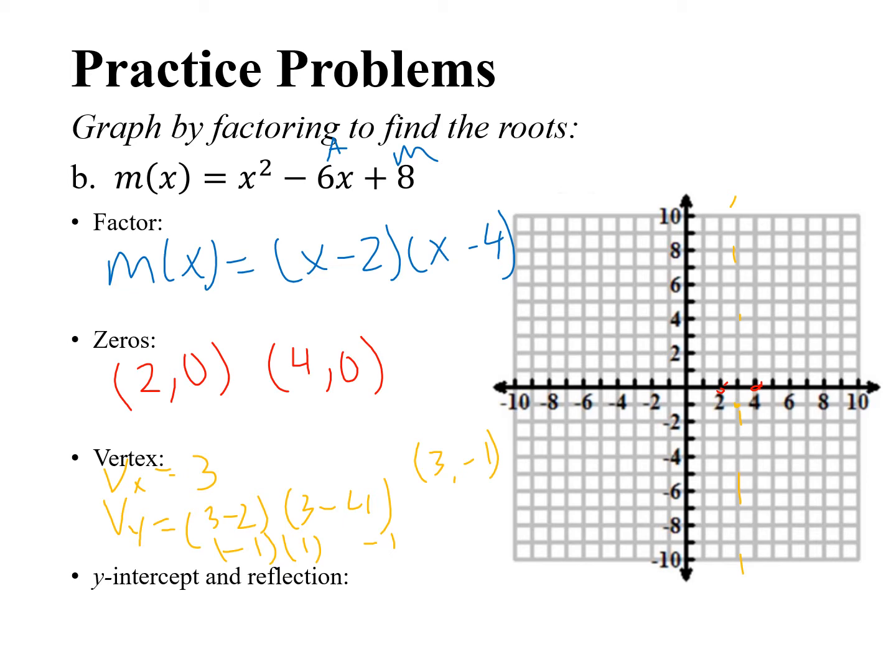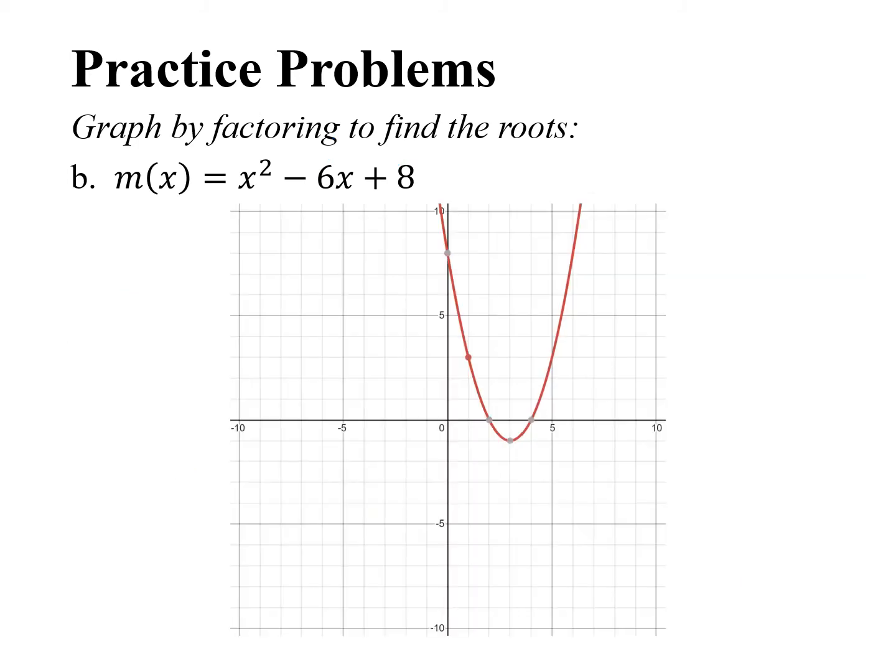I'll do it in green here because it's kind of hard to see the yellow. My recording died in the middle of the last slide, but we were talking about the vertex. So the vertex should have been at (3, -1), which I see right here. The last step would have been to find the y-intercept, and I know that my y-intercept is going to be positive 8 when I look at it in standard form.